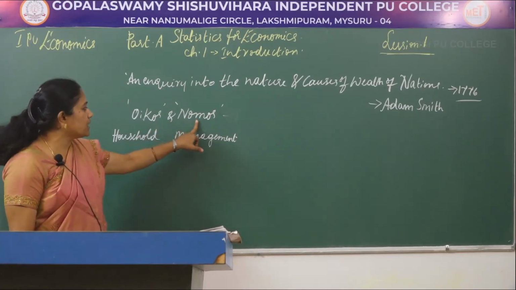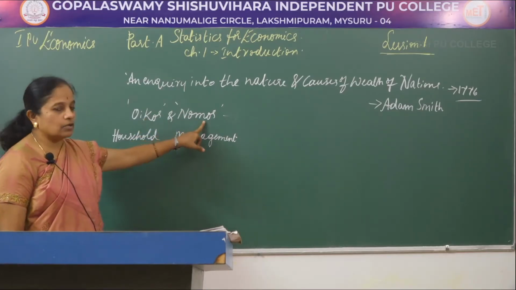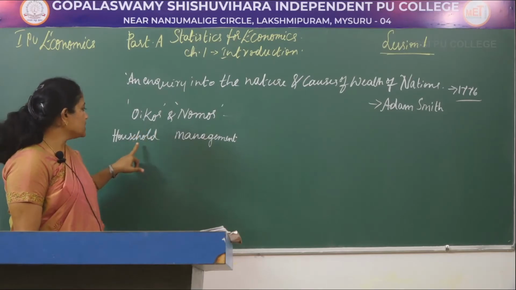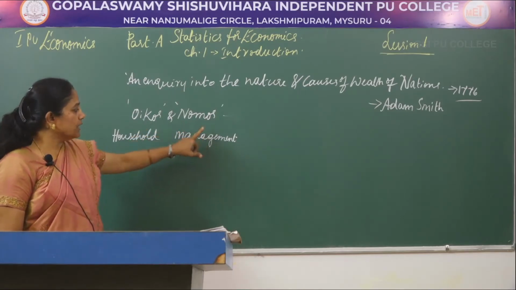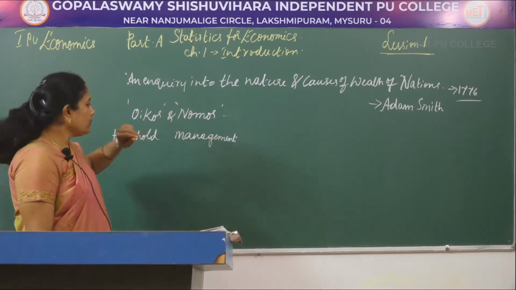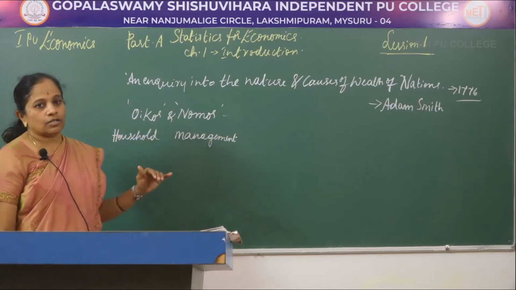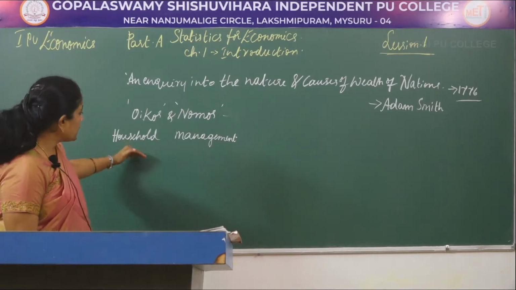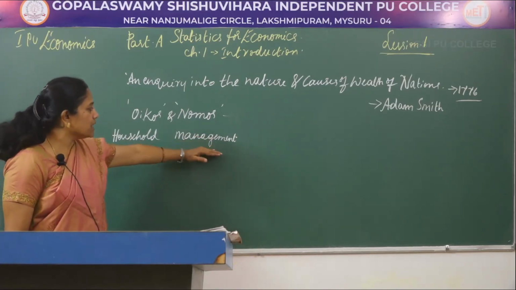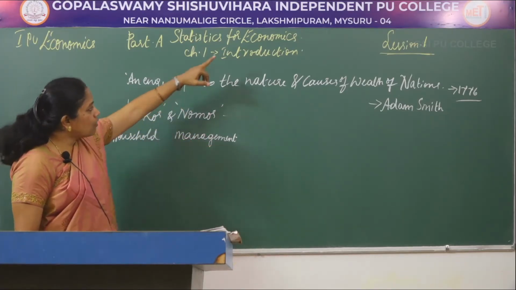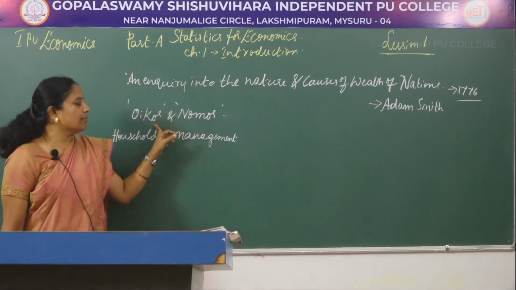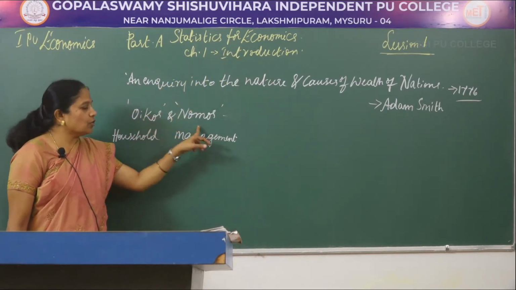These two Greek words are oikos and nomos. Oikos means household, nomos means management. So, during the good old period of Greek civilization, they practiced the household management, and the word economics is derived from both oikos and nomos.